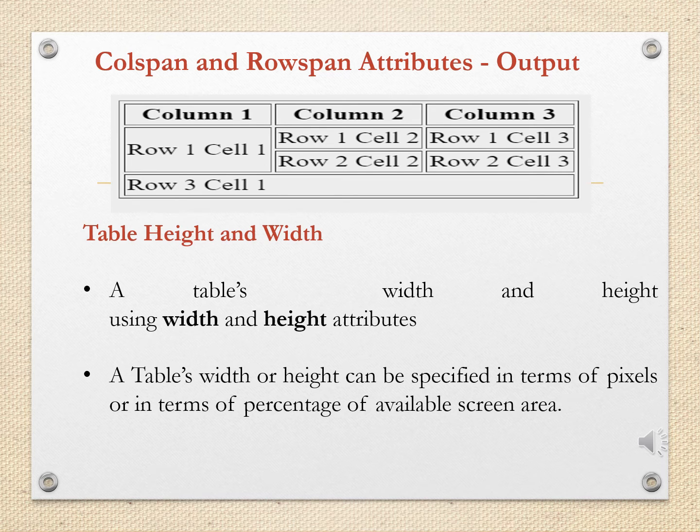Next, let's see about table height and width in HTML. A table's width and height using HTML width and height attributes. A table's width or height can be specified in terms of pixels, which is usually used for computer languages, or in terms of percentage of available screen area.